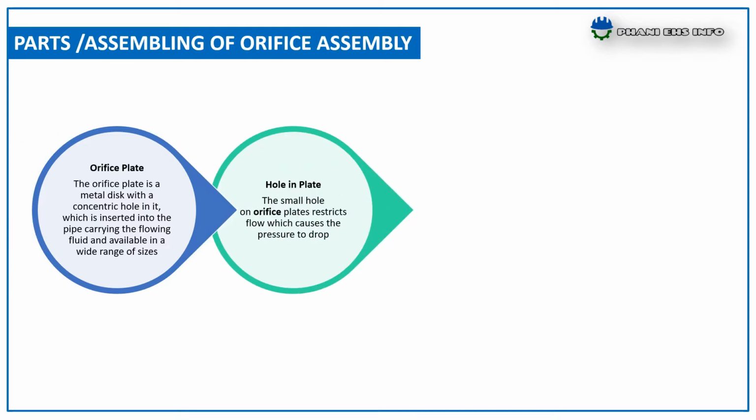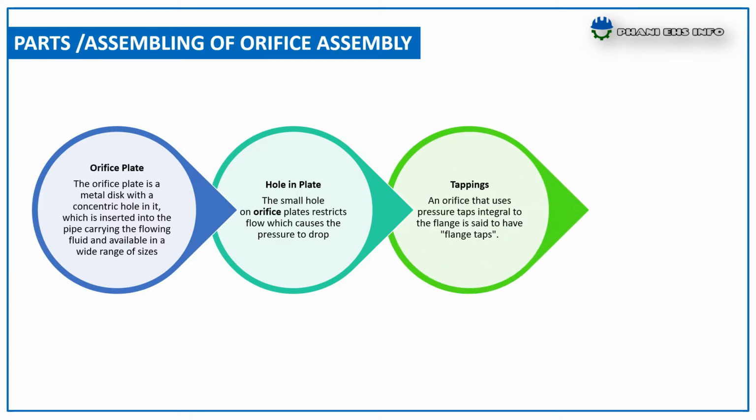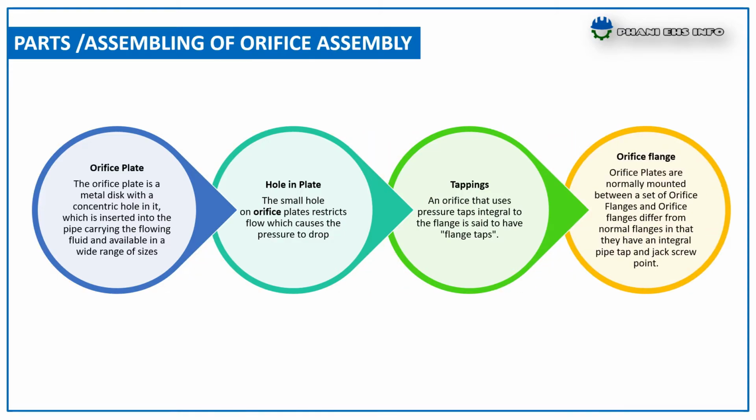Hole in plate. The small hole on orifice plate restricts flow, which causes the pressure to drop. Tappings. An orifice that uses pressure taps integral to the flange is said to have a flange tap. And last one, orifice flange. Orifice plates are normally mounted between a set of orifice flanges, and orifice flanges differ from normal flanges in that they have an integral pipe tap and jack screw point.